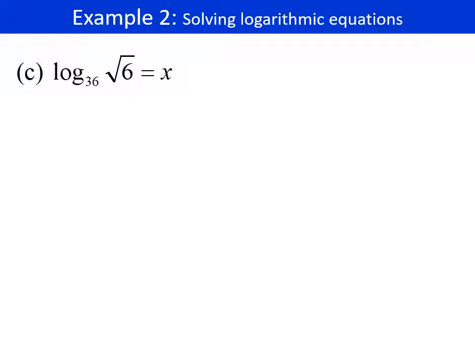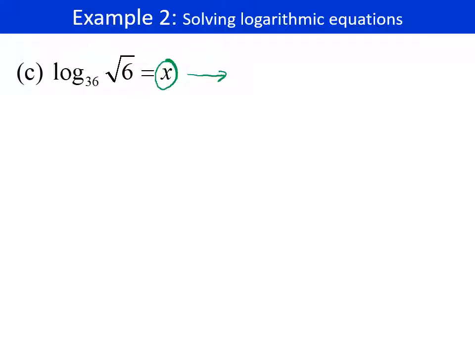Now in this one, since the x is already by itself on one side of the equals, it's already solved. However, we do need to simplify and rewrite the expression log base 36 of the square root of 6. The easiest way of doing that would be to type it into your calculator. I'll let you try that, and I'll show you the algebra that they wanted us to perform.